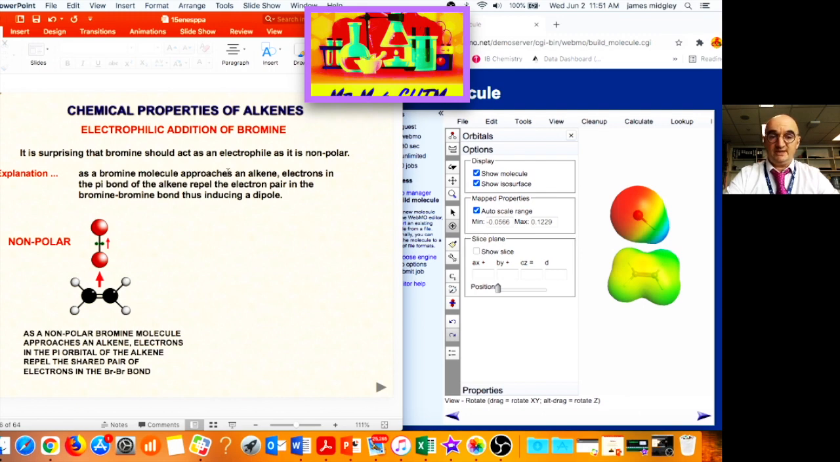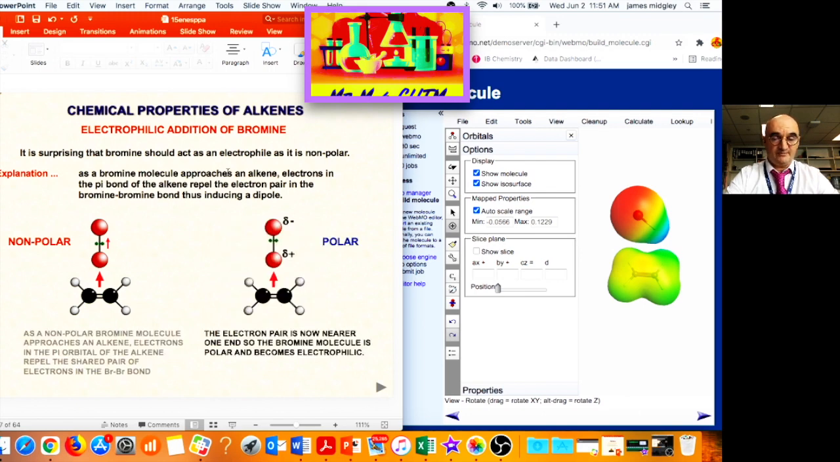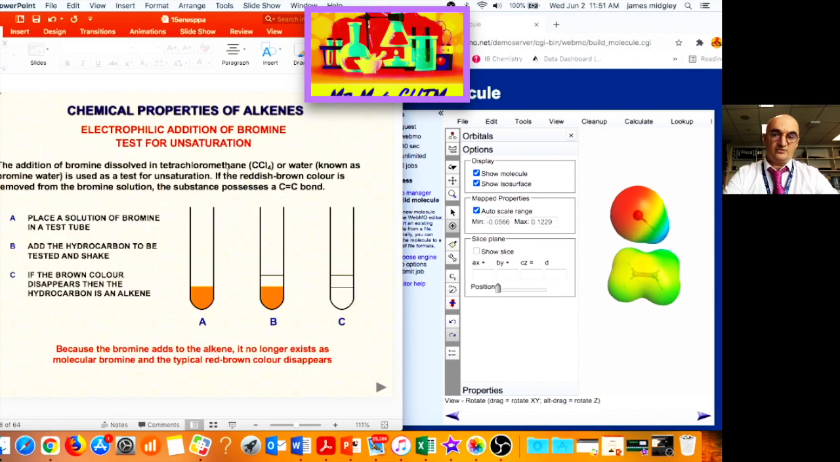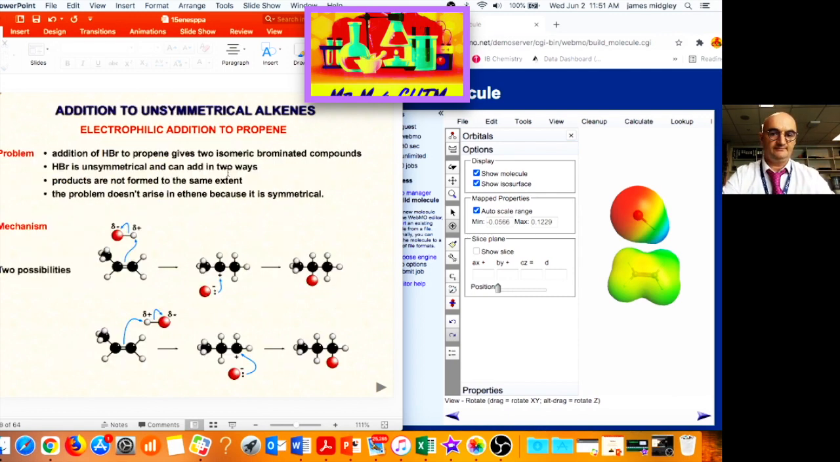So again, it's nonpolar. It approaches, induces a dipole. The Br2, Br-Br becomes polarized, and we get 1,2-dibromoethane. To do the physical test, just shake it. Just shake it. If it decolorizes, double bond, alkene. Easy as that.